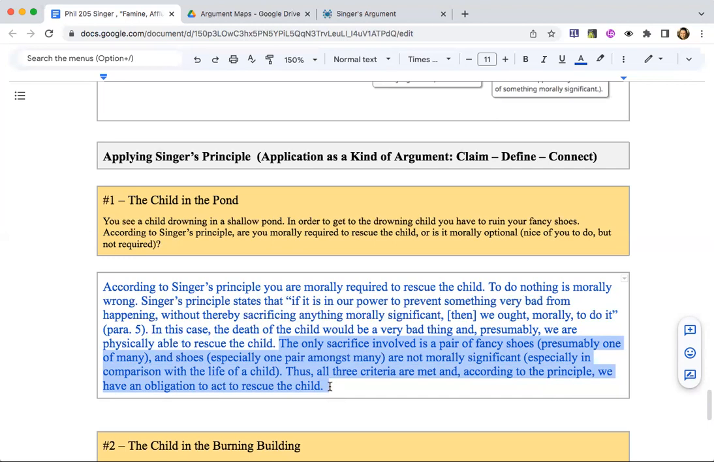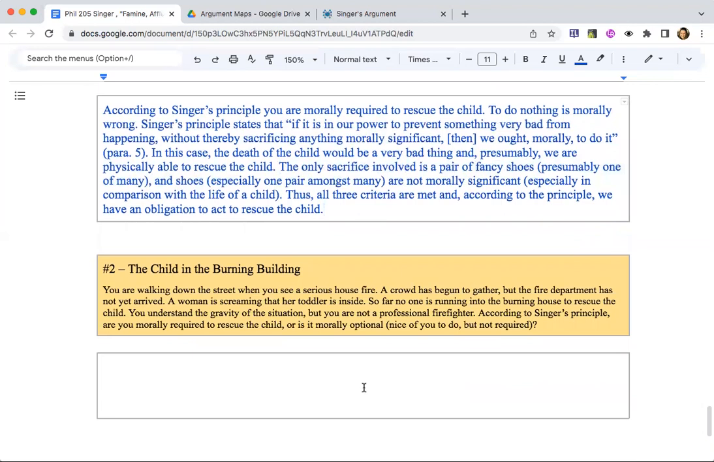We could go further in spelling this out, right? Rescuing the child doesn't involve doing anything morally wrong. We're not giving up an opportunity to do a greater amount of good or even any amount of good. And the only thing we are giving up is shoes, and that's not a huge loss, right? So you could go further in saying those kinds of things, and then it'd be worth doing because we're practicing fully spelling out our argument, all the details, even if they're minor and obvious to most readers. Now try it on your own for the second case.